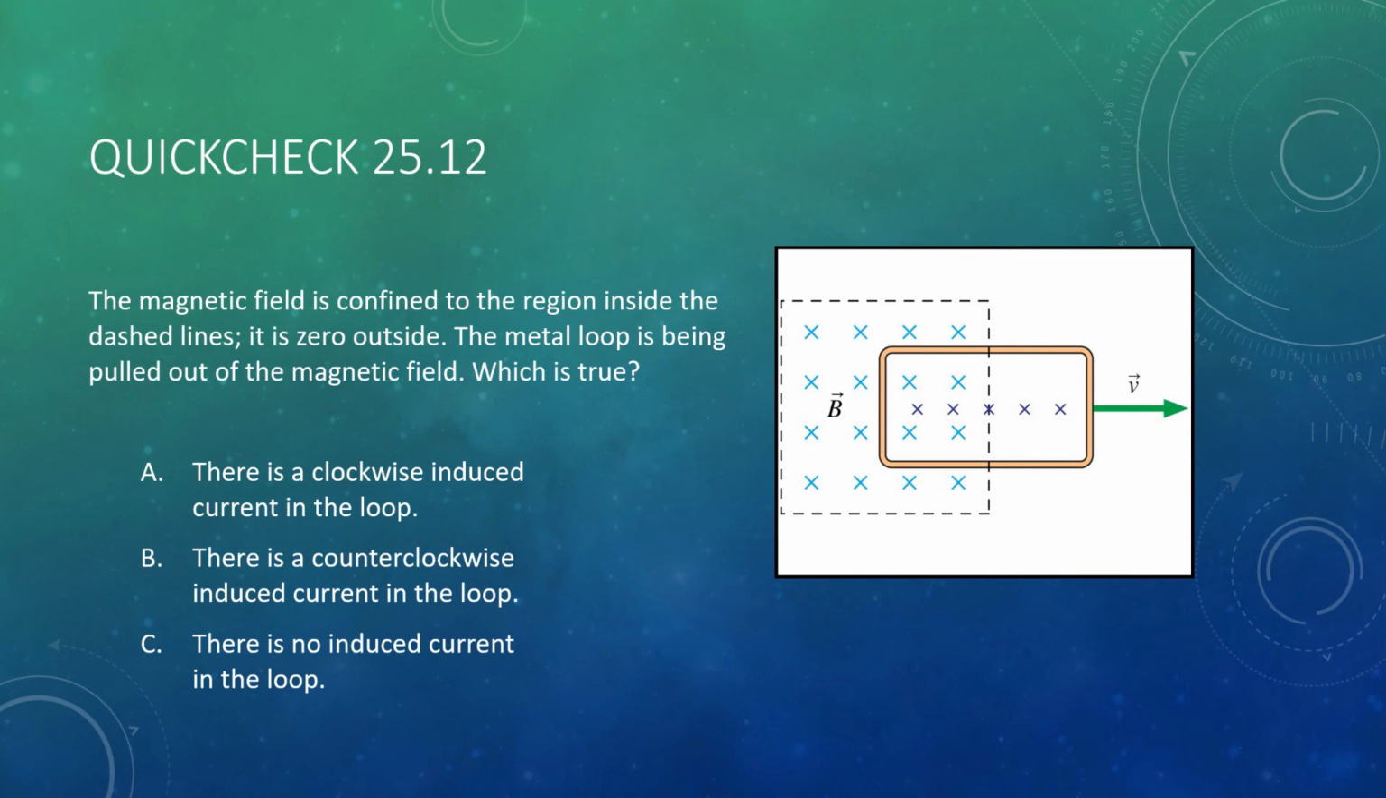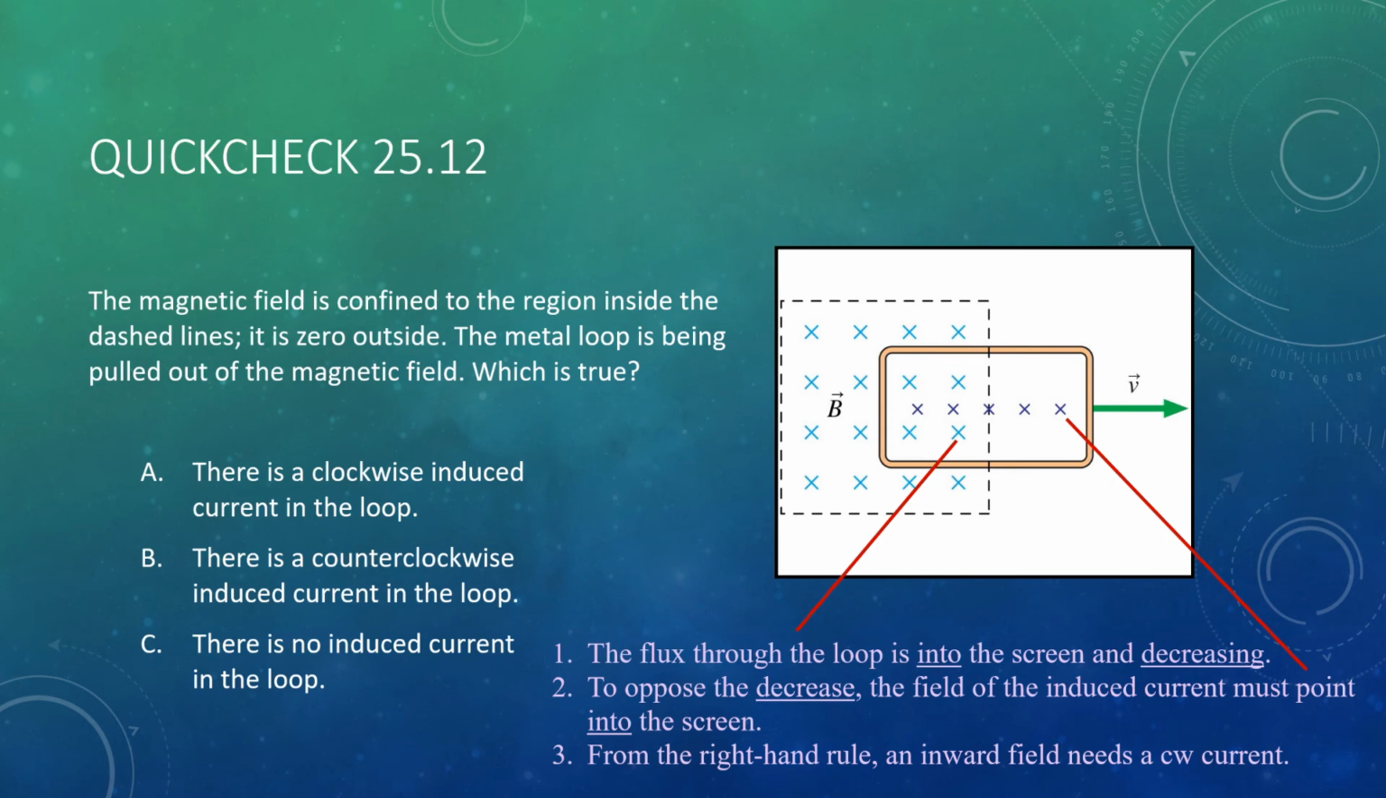So we are taking a loop and pulling it out of a magnetic field. Ask yourself, is the flux increasing, decreasing, or staying the same? Your answer should be that it's a decreasing flux. You are taking it out of the field, so there's less flux through your loop. In order to oppose a decrease, we need a field pointing in the same direction, so also into the screen. From the right-hand rule, if your fingers are pointing into the page at the center of the loop, your thumb then points in a clockwise direction. I forgot to underline it, but the answer here is A. It is a clockwise current in the loop.